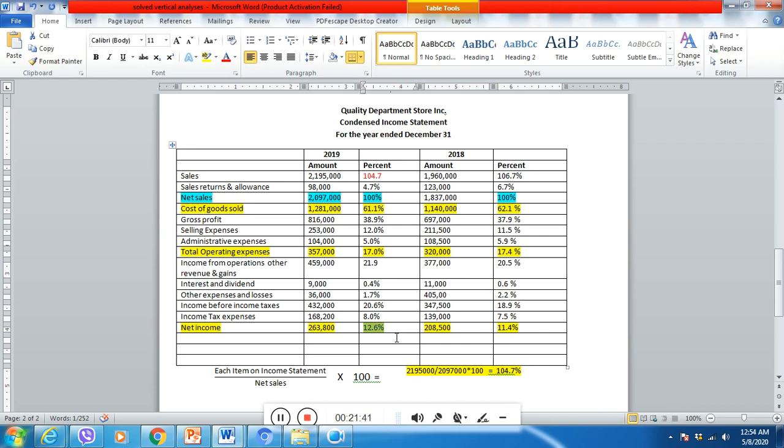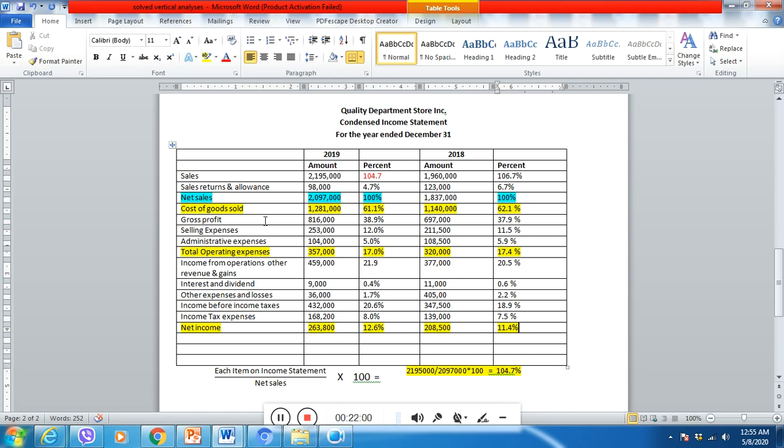And see the major element, that is income. Last year it was 11.4 and this year 12.6. Clearly anyone can understand that, as compared to last year, this year the financial position of a quality department store is stronger.